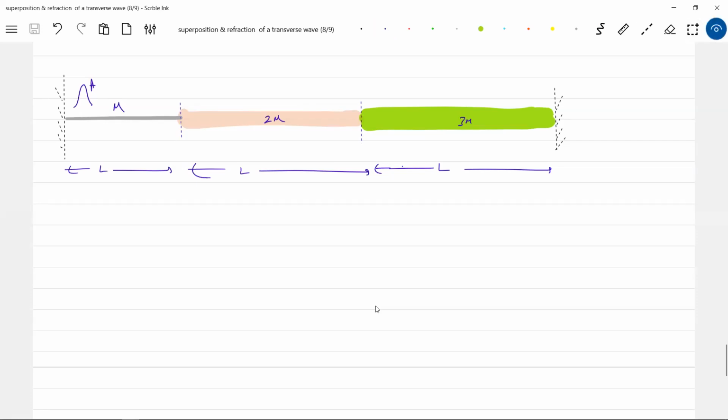What is the time taken by the pulse to move from one end of the wall to the other end of the wall, and what will be the amplitude of the transmitted and reflected pulse in each part of the rope? So let me describe the question.